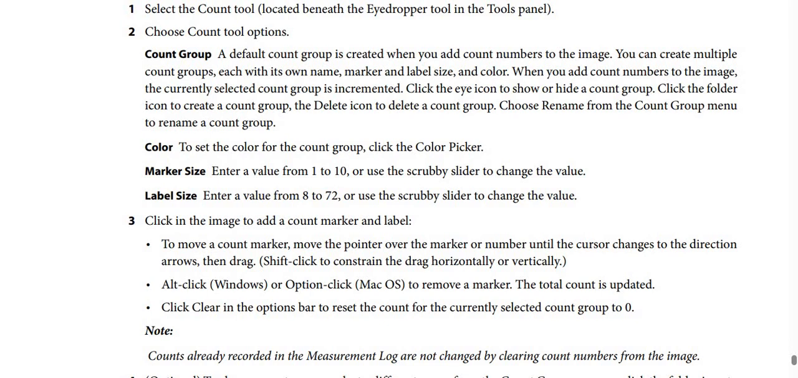You should click the icon to show or hide a count group, then click the folder icon to create a count group, and the delete icon to delete a count group. And you have to choose rename from the count group menu to rename a count group.